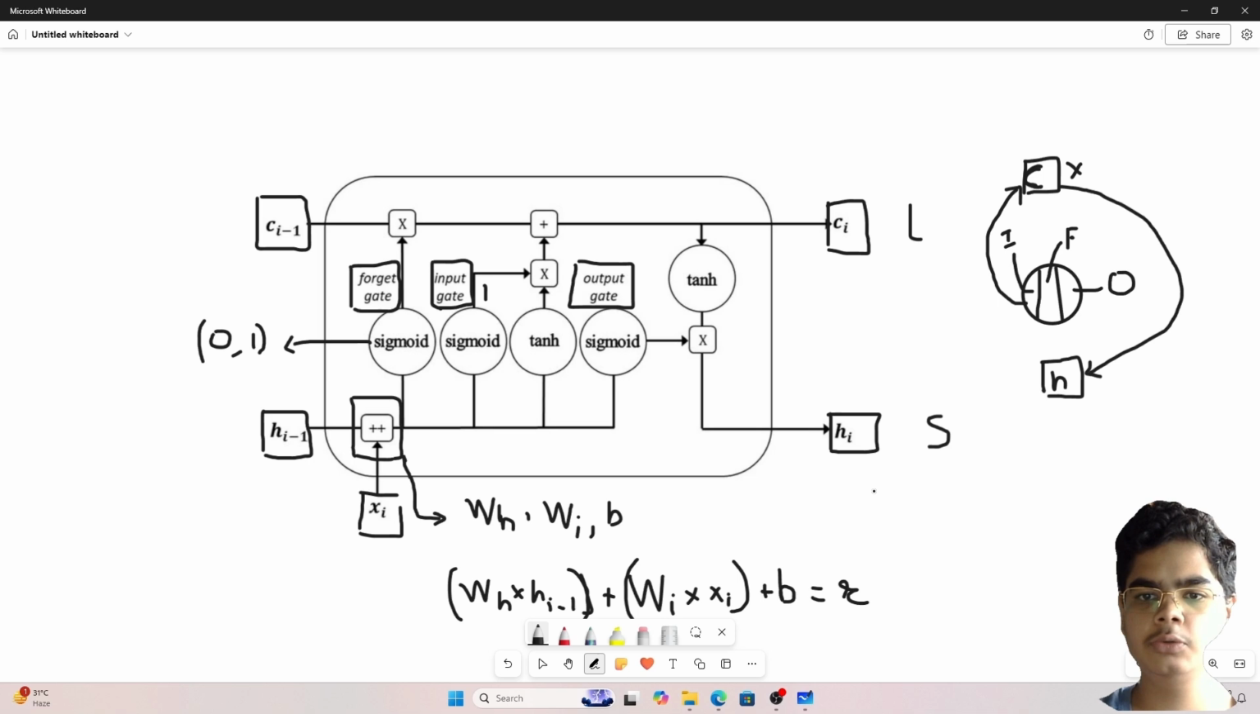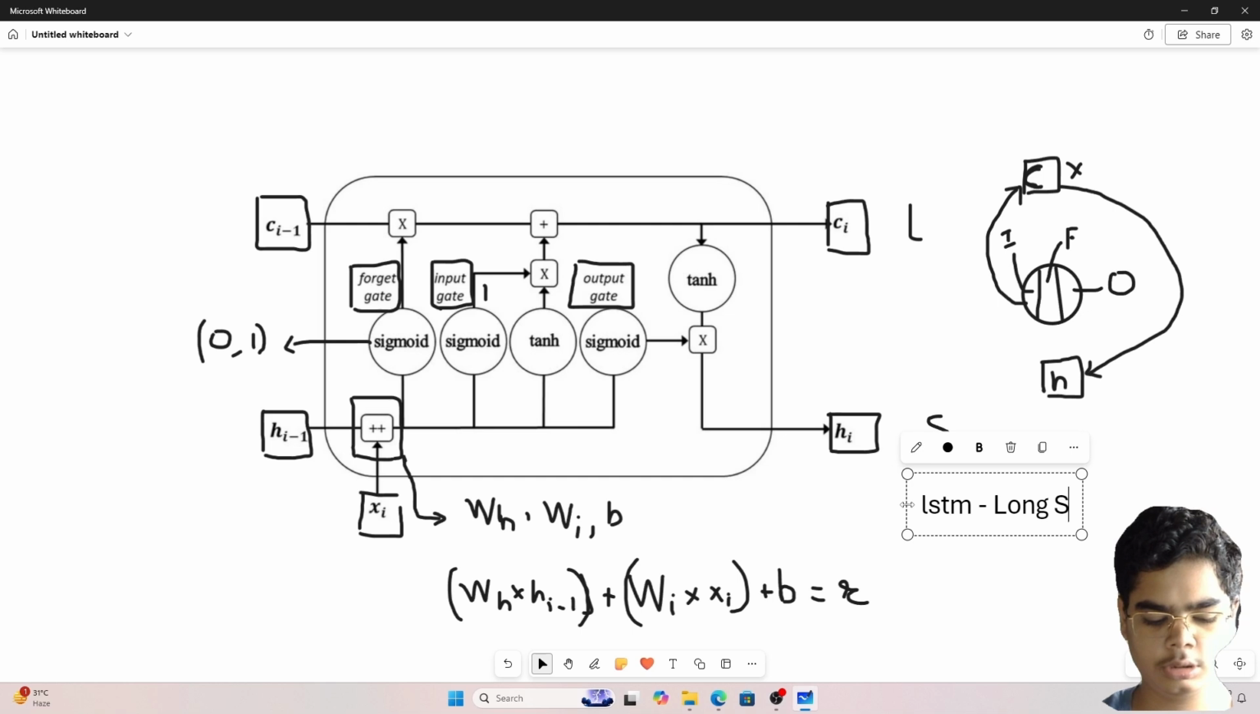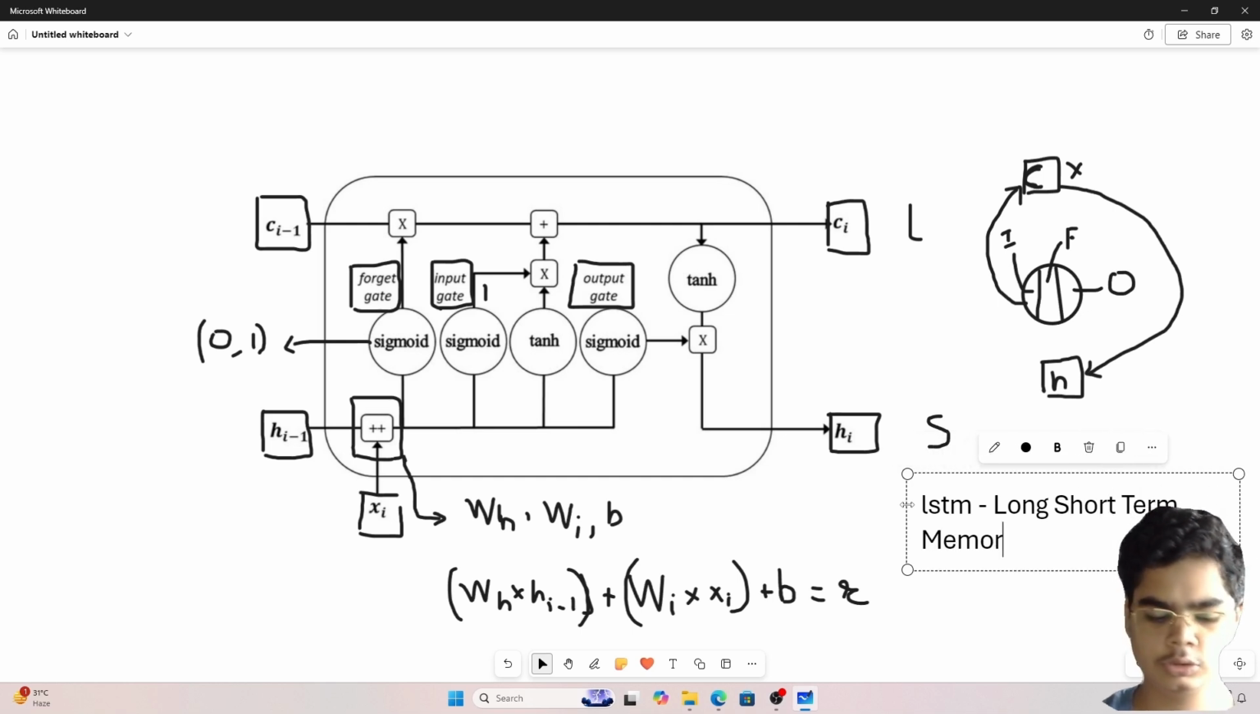So that is how we have solved this problem very effectively, and that's why it is known as LSTM, that is long short-term memory. So the name of this model is, I think, very apt for the functions that it is actually performing.